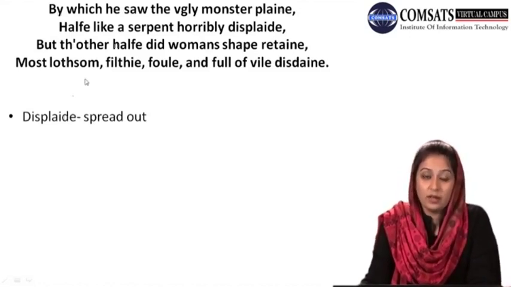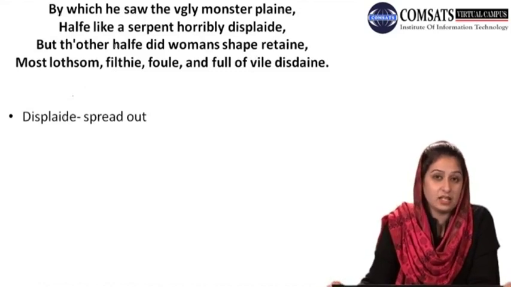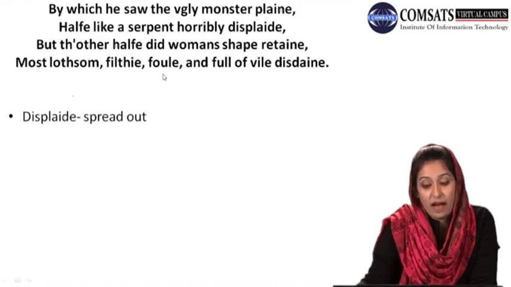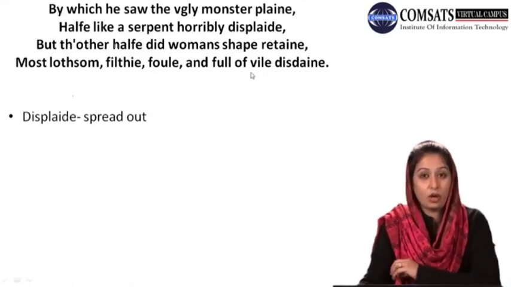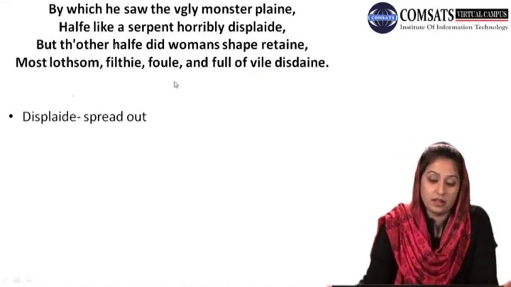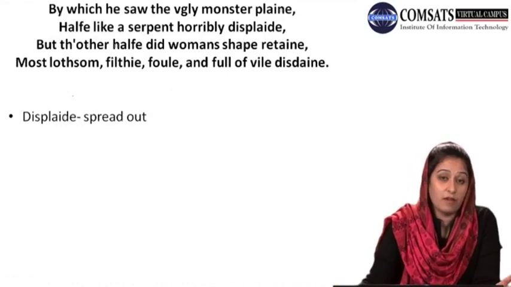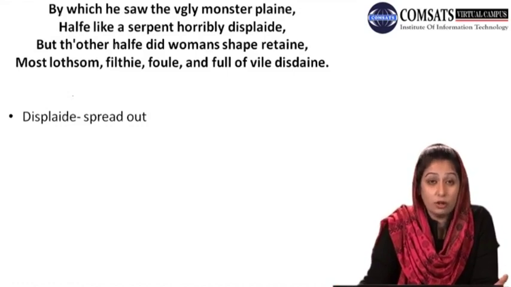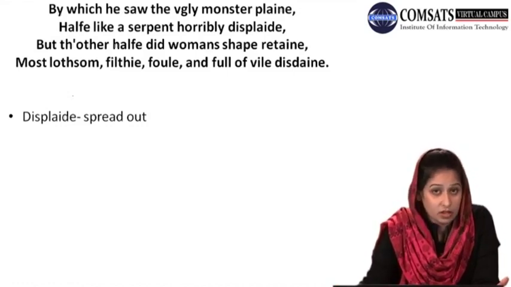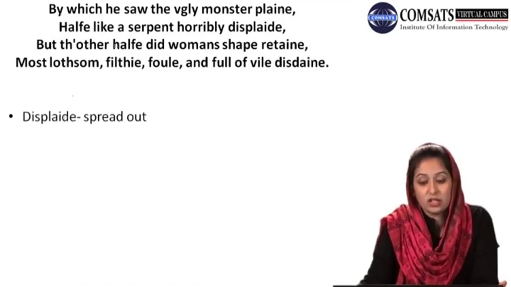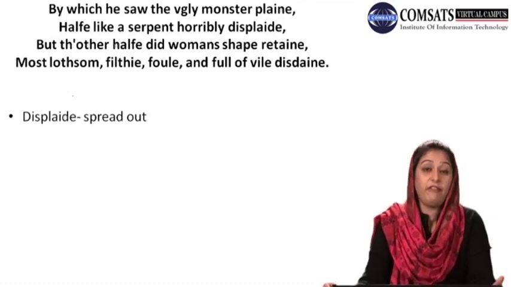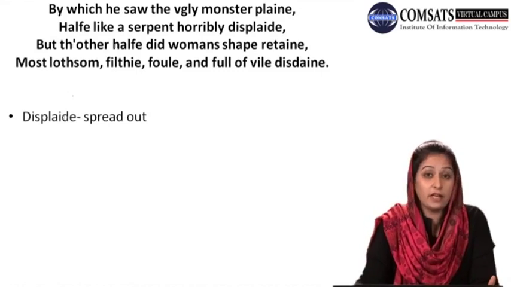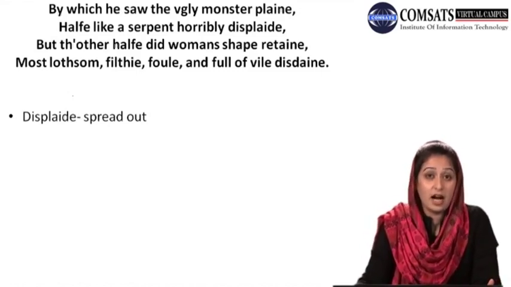Loathsome, it was hateful. Kabil-e-nafrat tha. Filthy is dirty, extremely dirty. Foul is bad, very bad, and full of vile disdain. And it was bad in all respects. Now, this is the description of the monster, that when the knight looked into the cave, he had a look at the monster. It was very ugly. In form, in the figure, half of it appeared like a woman, and the other half of it appeared like a serpent, a large snake.